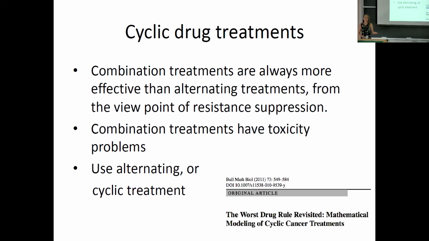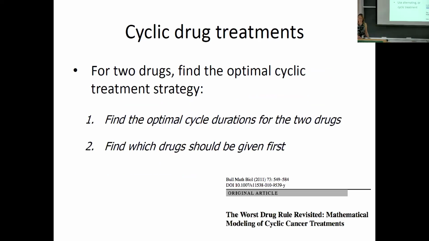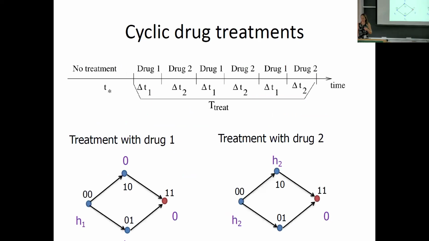So if we were to use cyclic therapies, what is the best strategy, right? We want to find the optimal cycle duration and which drug should go first. The treatment schedule is like drug 1, drug 2, and so on. If you treat with drug 1, this is your combinatorial diagram. This type is resistant to that drug. The additional death rate is 0. This drug doesn't work for this one. And the second one also has its resistant cell.